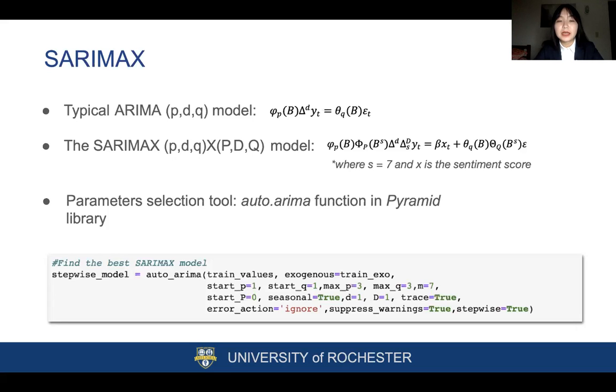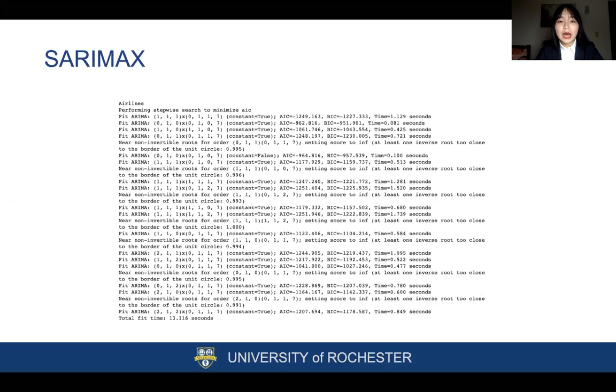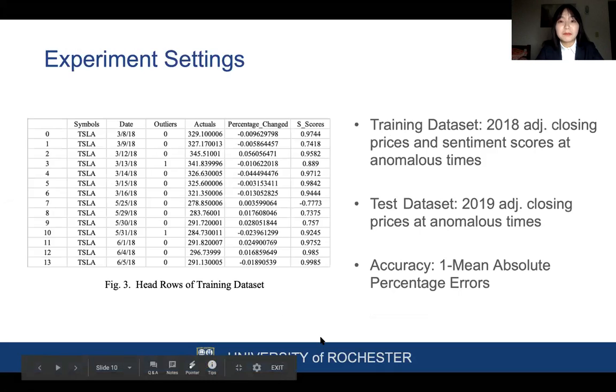The reason we set maximum values for the parameters is to prevent overfitting, and the result itself showed that looking back at up to 3 lagged values is enough for the model to forecast accurately. And here is an example of how their AutoArima function found the optimal model for the airlines industry. Basically, it combined different values of PDQ, fitted the models into the training data, and returned the model with the minimum AIC. With the implementation details of the models in mind, let's move on to the experimental settings.